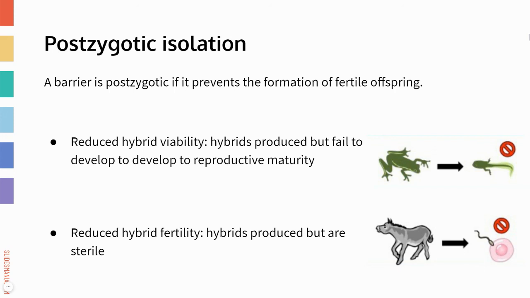So it's a healthy hybrid offspring in the sense of its own physical health, but it can't make more mules. So reduced viability of the hybrid itself, or you get a healthy hybrid, but it's sterile or has reduced fertility in some sense.